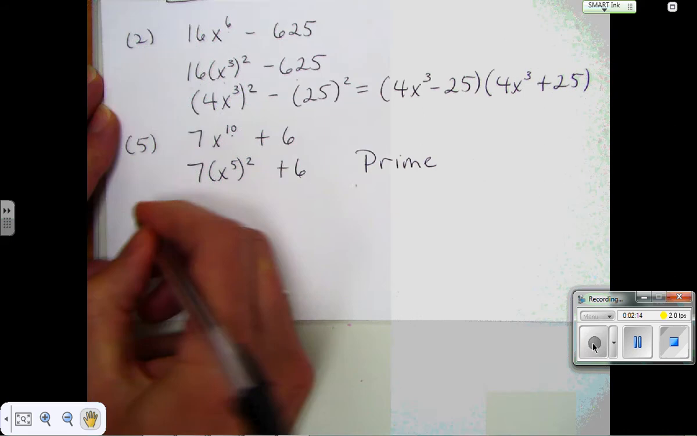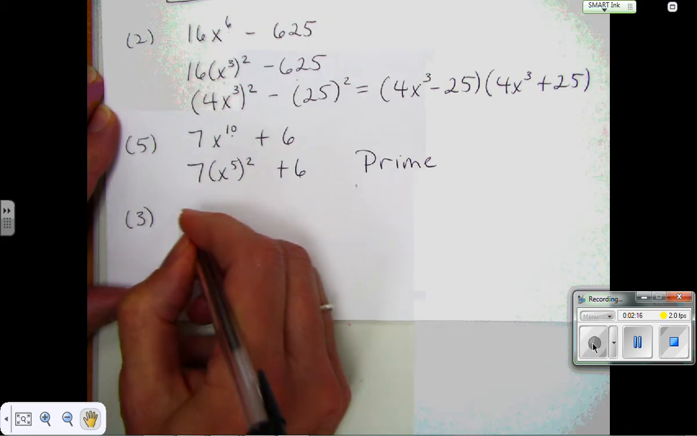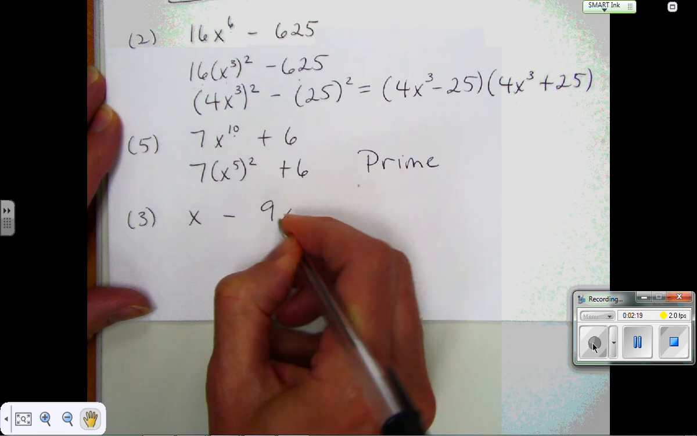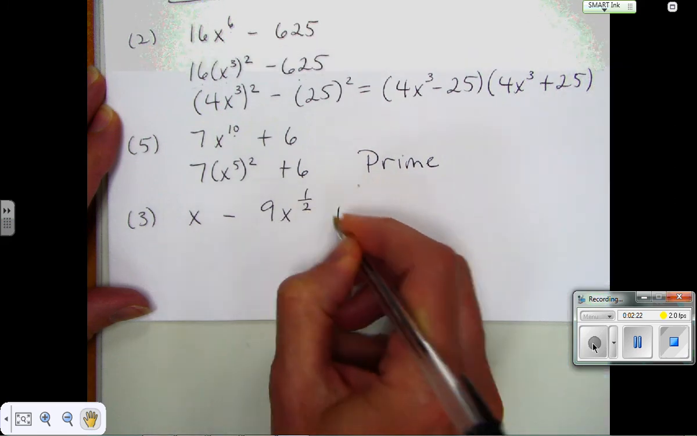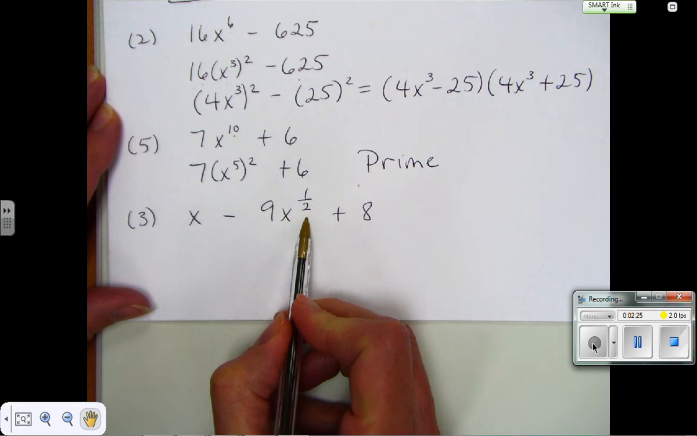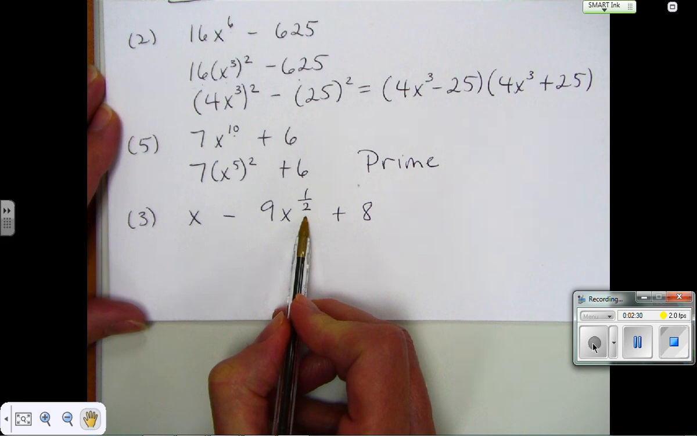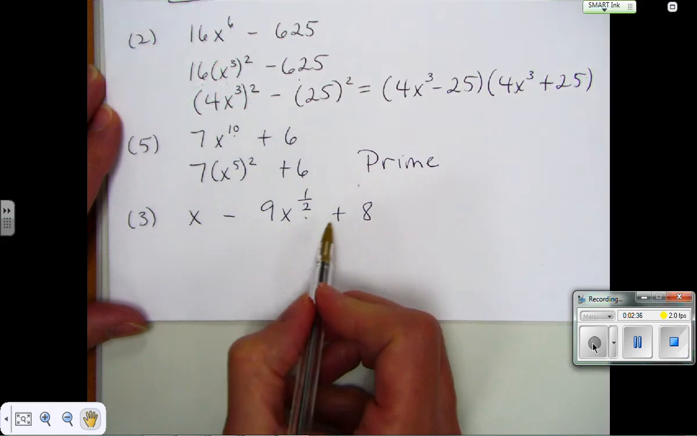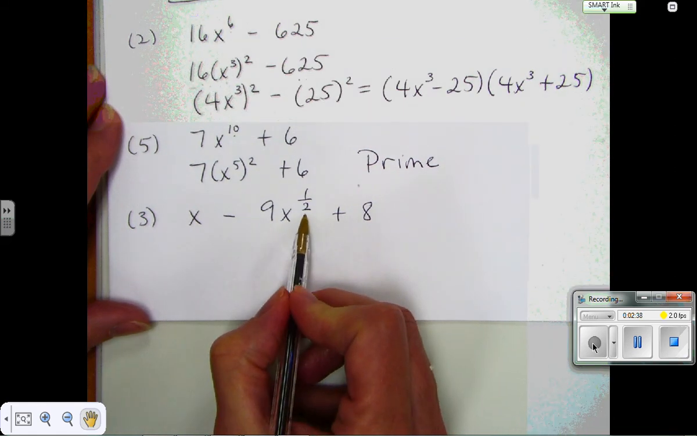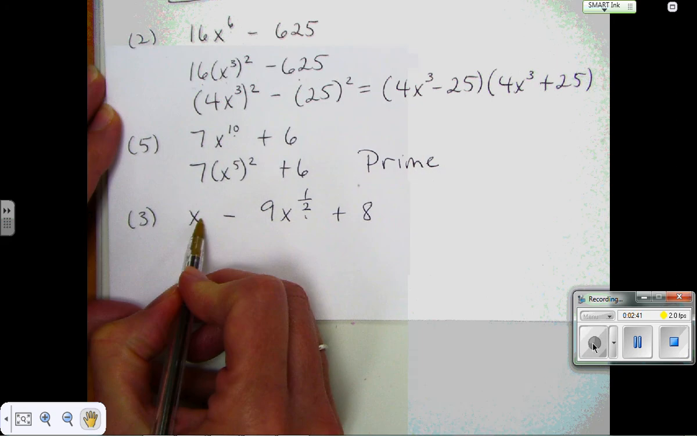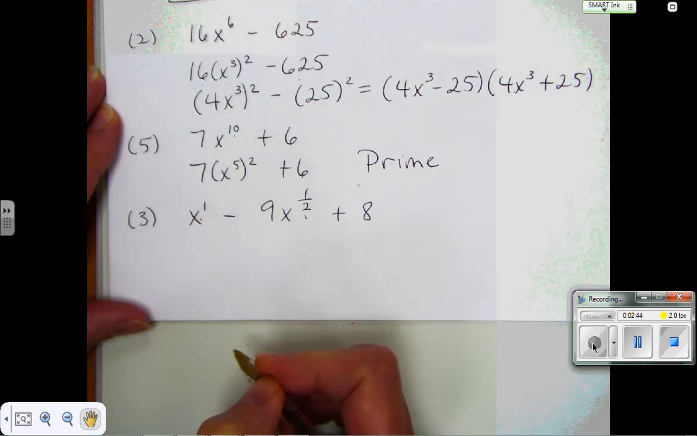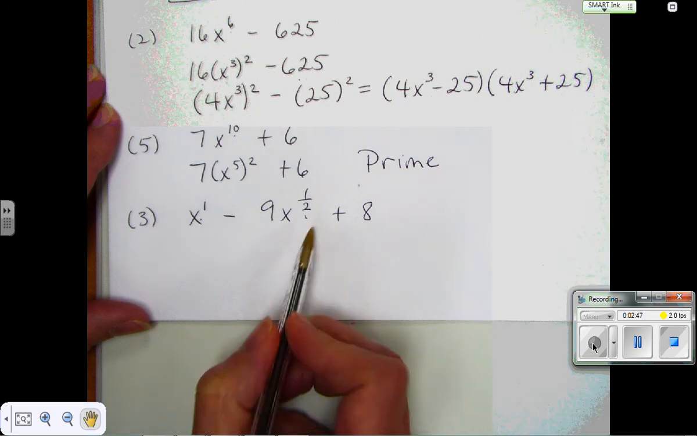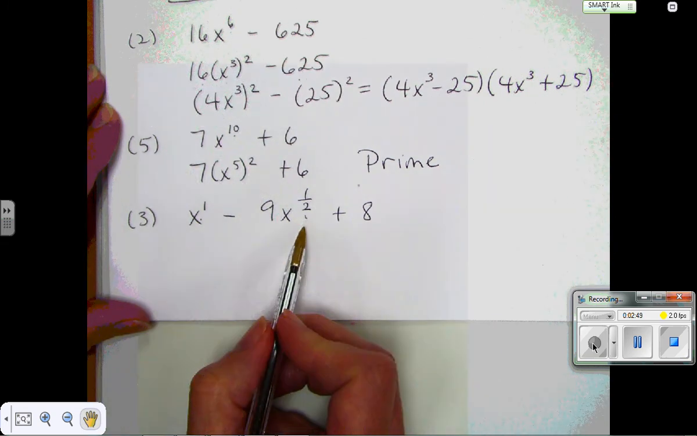Okay, let's look at number 3. Number 3 is a little bit tricky. And these fraction exponents, those are called rational exponents, and we are not going to work with them yet. We're going to work with them in chapter 6, just so you know what they are. Anyway, so to rewrite this in quadratic form, I need to look at my middle exponent. My first exponent is 1. It's not written, it's understood to be a 1. And 1/2 is half of 1, so I can rewrite this in quadratic form.